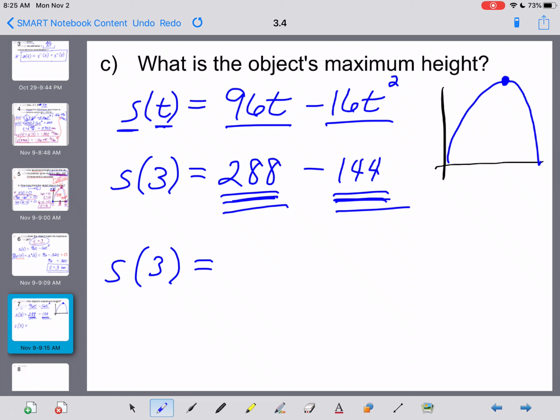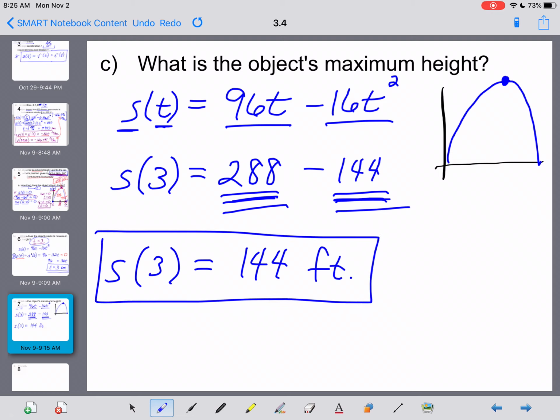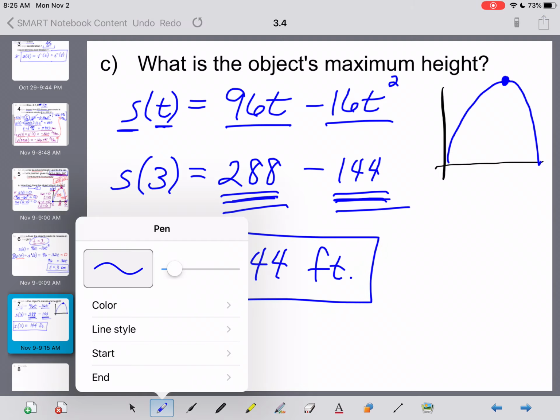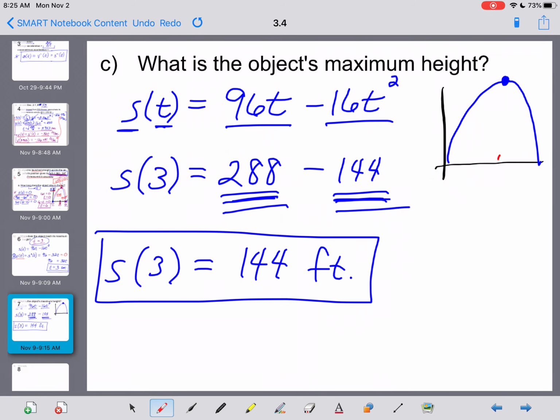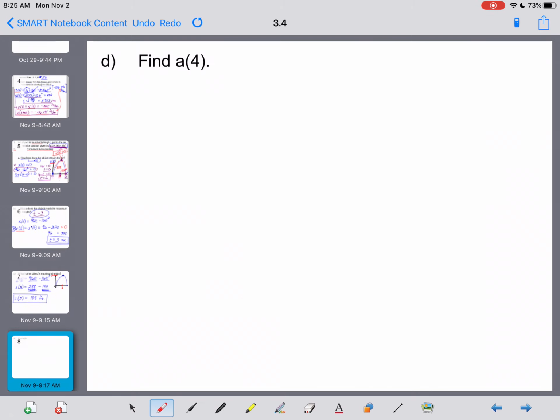But for us, everybody, 288 minus 144 tells us that this object reaches a maximum height of 144 feet. So that's as high as this thing is ever going to get. And if we wanted to label what was happening here, guys, we now know that at a time value of 3, we hit a height right here of 144 feet. Okay, that's what we know so far. Let's move on to D.